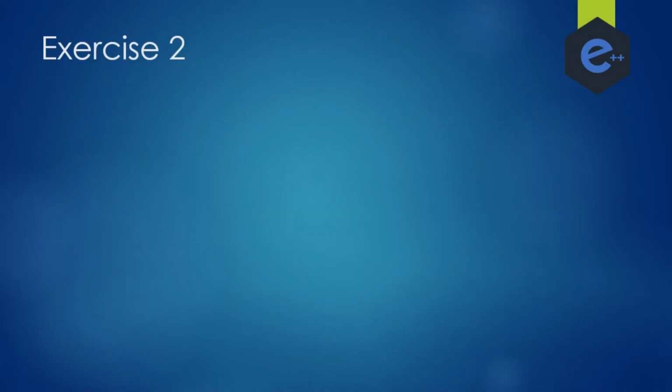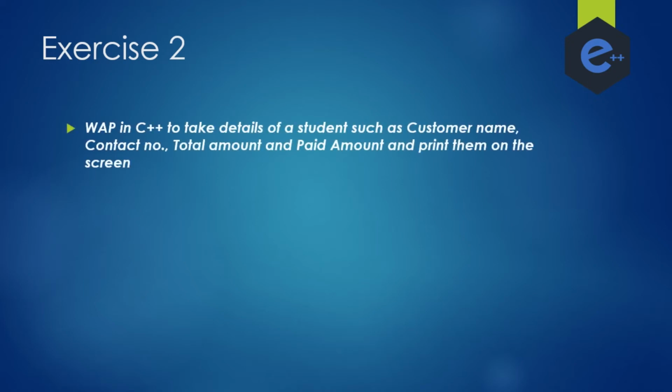Let's do the second exercise. The second question was, write a program in C++ to take input as customer name, contact number, total amount and amount paid, and print them on the screen. In this situation, we need some variables to store customer name, contact number, total amount and paid amount of the customer. Customer name is of type string.